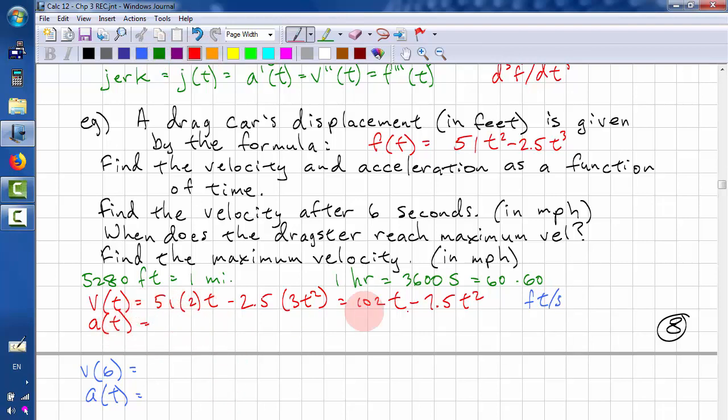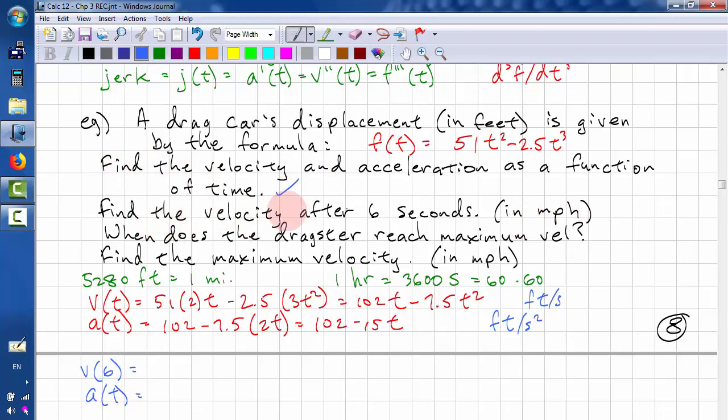Acceleration, we'll just take the derivative of velocity. We'll use the last calculation here. So it's 102 minus 7.5 times 2t. And we can simplify that to 102 minus 15t. This is going to be in feet per second squared. So we've done this, check.